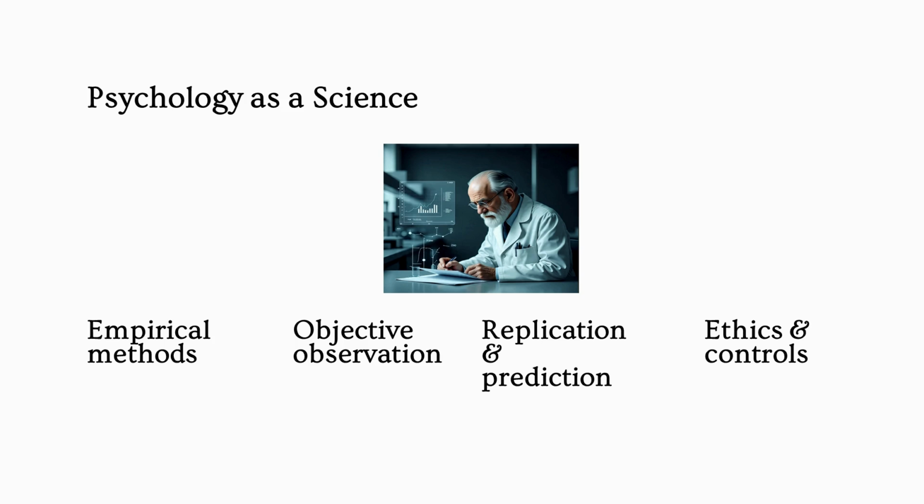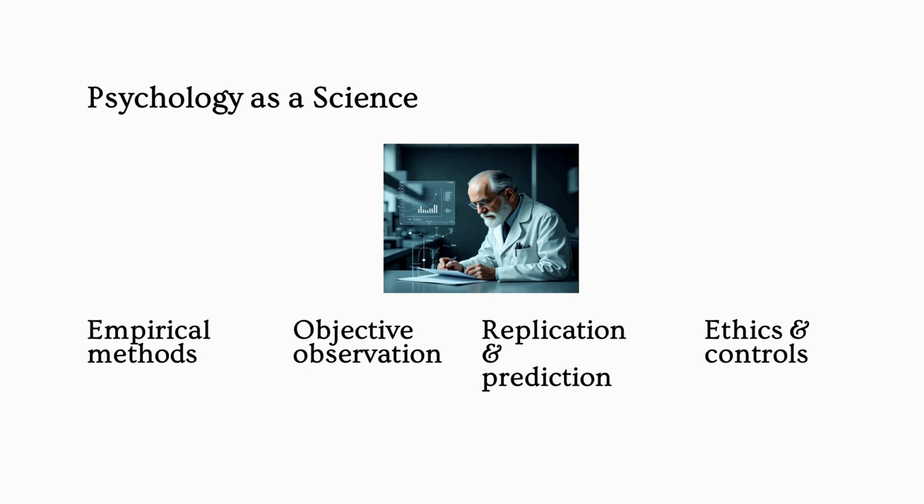Objective observation and operationalization. To be scientific, we define variables clearly so others can measure them. Stress becomes measurable via a scale, heart rate, or cortisol level. Good science reduces subjectivity by using consistent definitions and reliable instruments.